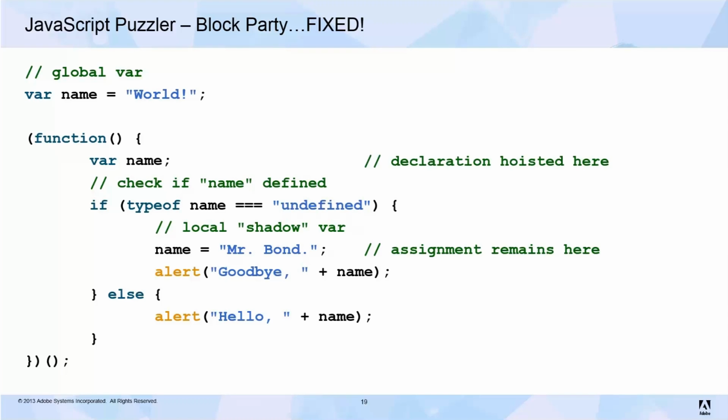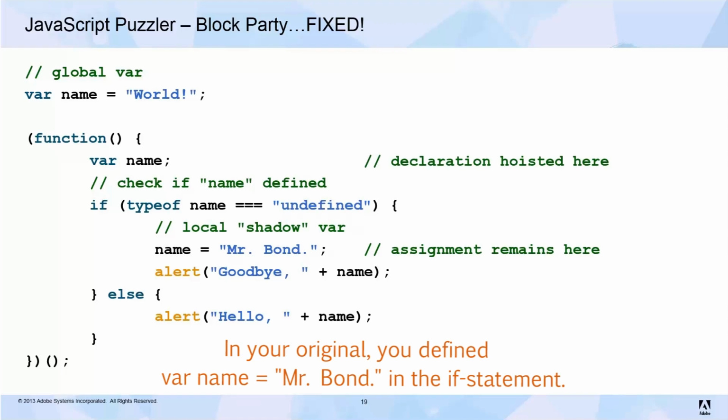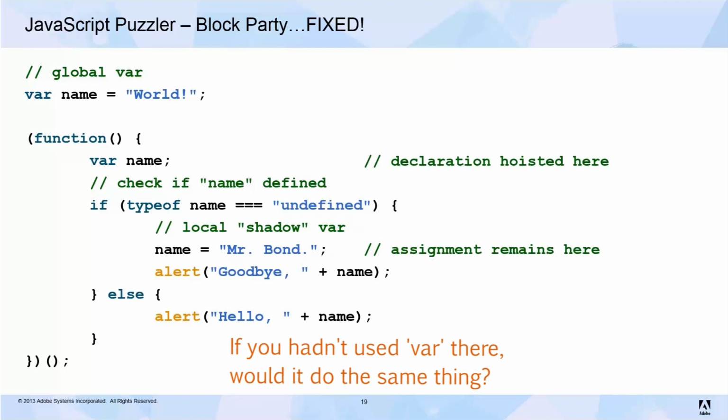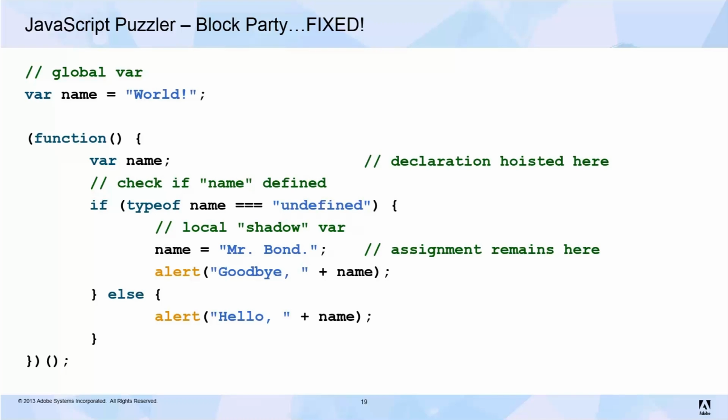Bond. Question? Yeah. In your original, you defined var name equals Mr. Bond in the if statement. If you hadn't used var there, would it do the same thing? No, it wouldn't have, because no hoisting would have taken place then, essentially. It would have reassigned the global variable. So that's a good point to make. It's a good question.